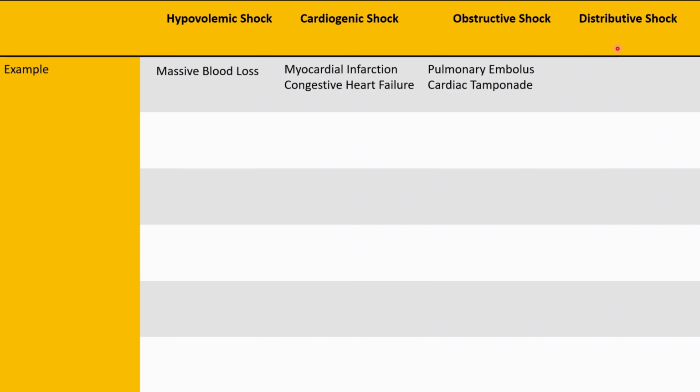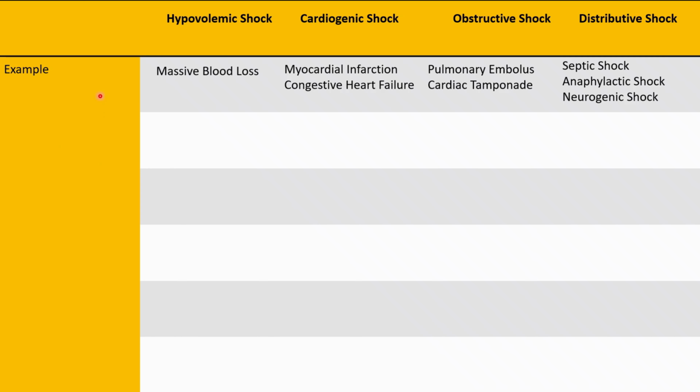And distributive shock, we have three examples. The first is septic shock in case of bacterial infections. The second is anaphylactic shock. Anaphylactic shock will cause a release of histamine. Histamine is a potent vasodilator. You'll get widespread vasodilation. In septic shock, bacterial toxins will cause vasodilation. Neurogenic shock is the third type of distributive shock. Neurogenic shock will cause vasodilation because the sympathetic nervous system, which controls the vessel diameter, is dysfunctional and gone. So there'll be widespread vasodilation.